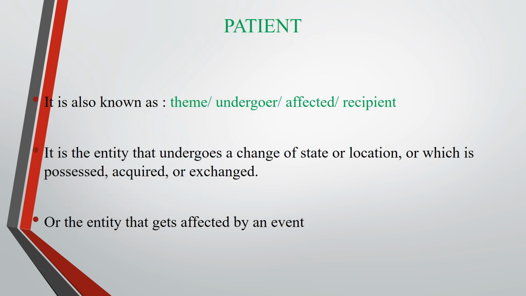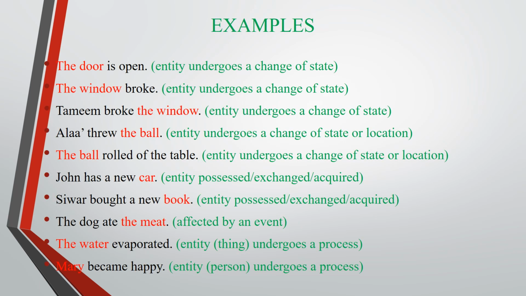The second semantic role is patient. This semantic role is also known as theme, undergoer, affected, recipient. A patient is the entity that undergoes a change of state or location, or which is possessed, acquired, or exchanged, or the entity that gets affected by an event. All the arguments marked in red in these sentences play the semantic role of a patient.